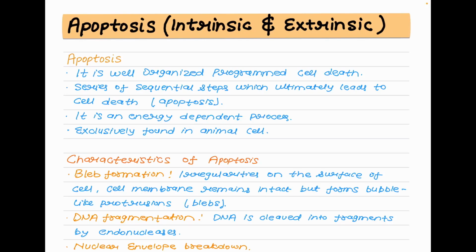Have you ever wondered how our body gets rid of damaged or unwanted cells without causing chaos? That's where apoptosis, or programmed cell death, comes in, an essential process that keeps us alive and healthy. Apoptosis is a process of programmed cell death.